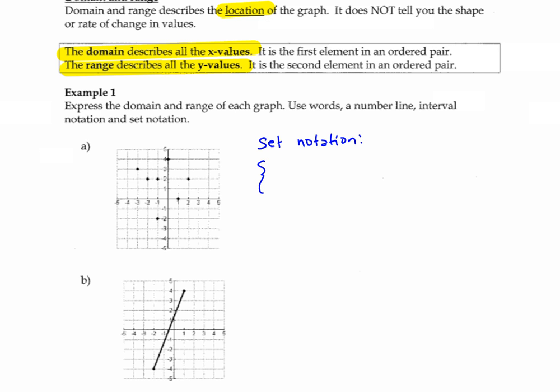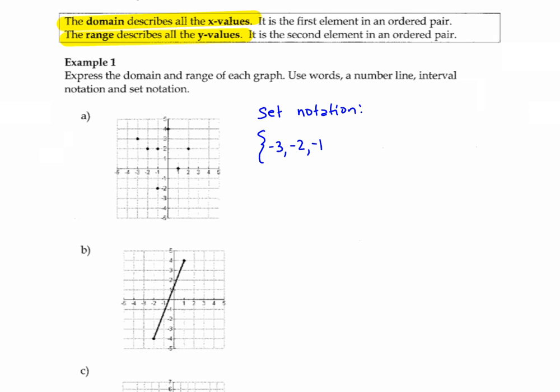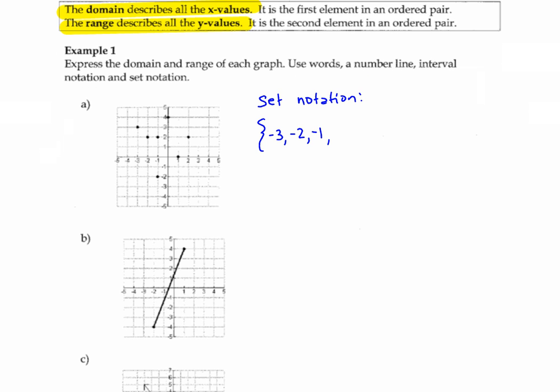Starting at the lowest one: negative 3, comma, negative 2, what else? Negative 1. Now, are we going to write negative 1 twice? No, we're going to only write it once. Even though there are 2 points at negative 1, we're only writing it once because it's just the location of our graph. Then comma, 0, comma, 1, comma, 2. So this is the domain. It's the location of our x values. This is our domain.